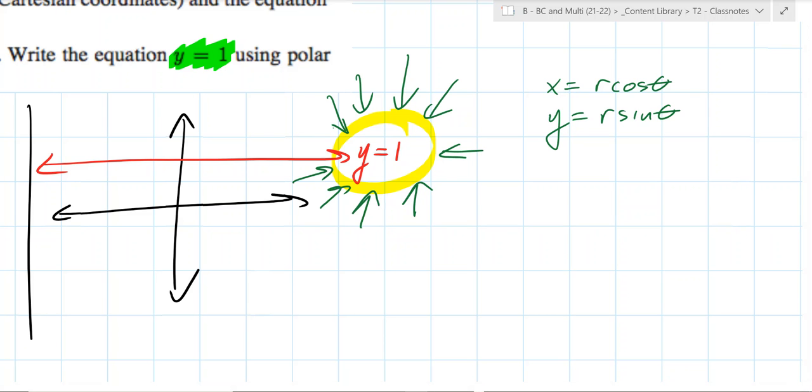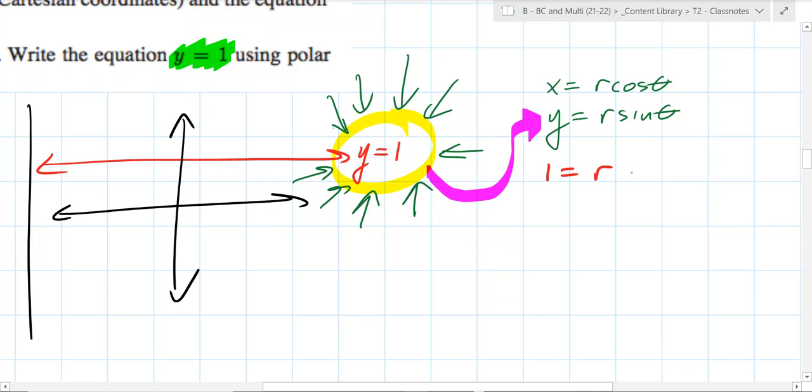What does y equal? So where do we put that? So what do you get? 1 equals r sine theta. So what does r equal?